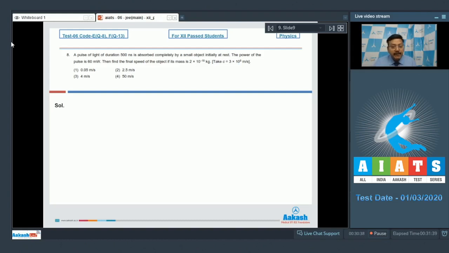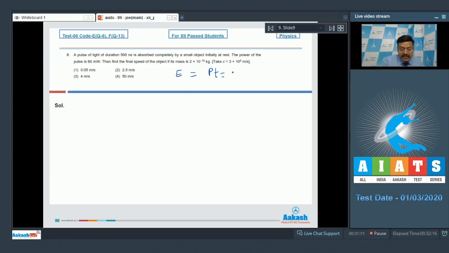The power of the pulse is given, the duration is given, so the energy we can find, and we shall of course use the dual nature of radiation, because the radiation has both the wave nature and the particle nature. So if I consider the energy absorbed, the energy is equal to power into time, and power is given as 60 milliwatt. The time is 500 nanosecond.